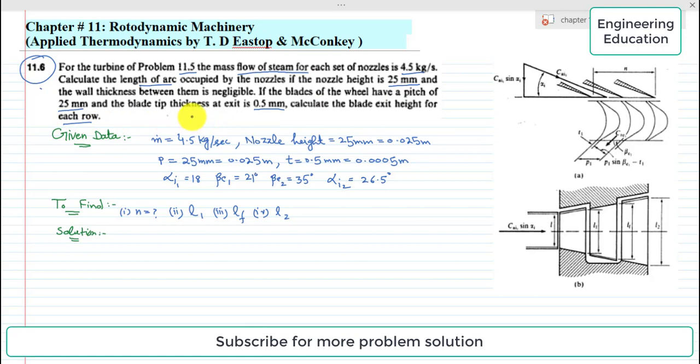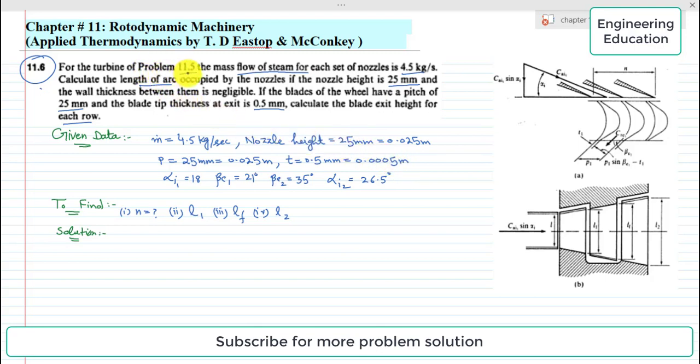So first of all, we will extract the given information in the statement. From this statement, mass flow rate is given, that is 4.5 kg per second. Nozzle height is 25 mm, which is 0.025 meter. The pitch is 25 mm, 0.025 meter, and blade tip thickness at exit is 0.5 mm, which is 0.0005 meter.